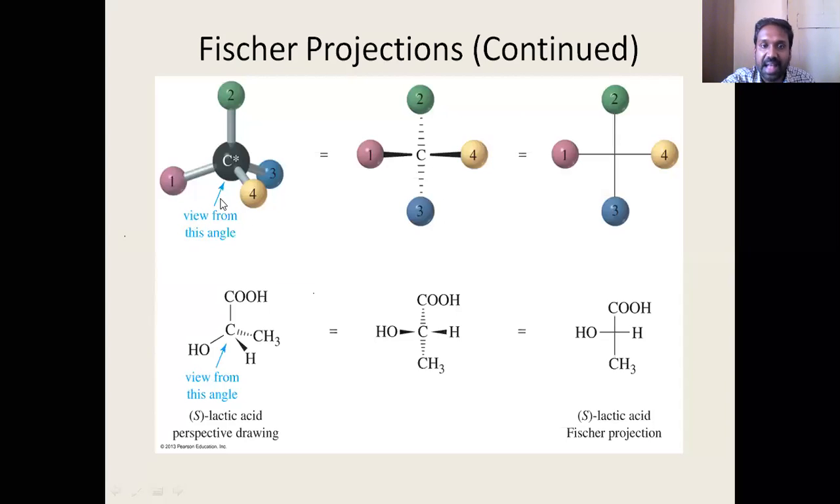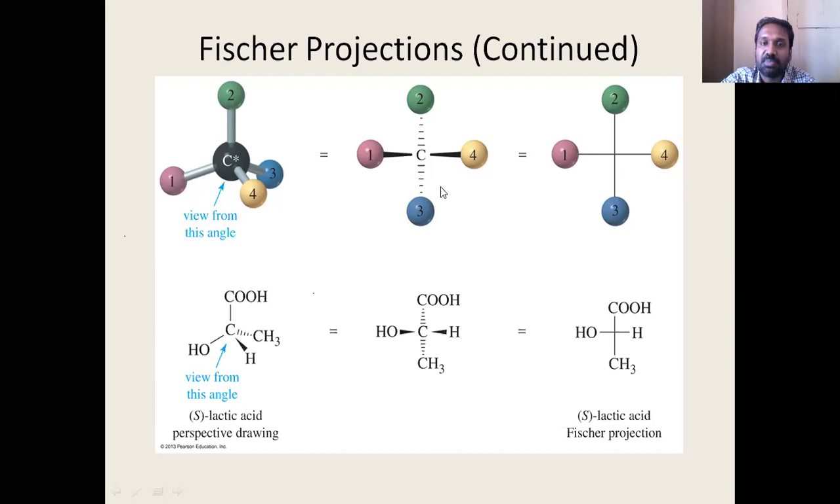You are viewing from this angle. 4 and 1 are towards you. So all those towards substituents I write using a solid wedge. All those away substituents I write using a dashed line. Okay, like this. Now simply convert this solid wedge into a horizontal line, dashed wedge into a vertical line. Where is the carbon? Carbon is at the intersection of these 4 bonds.